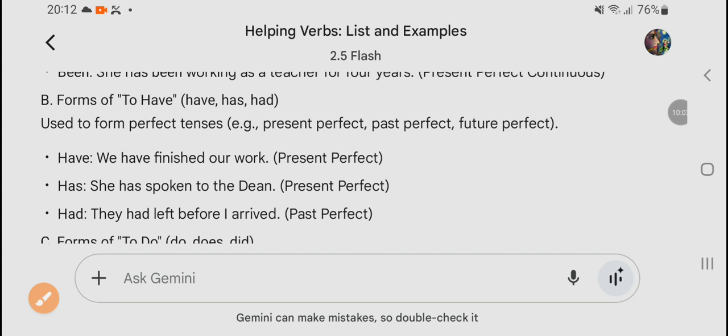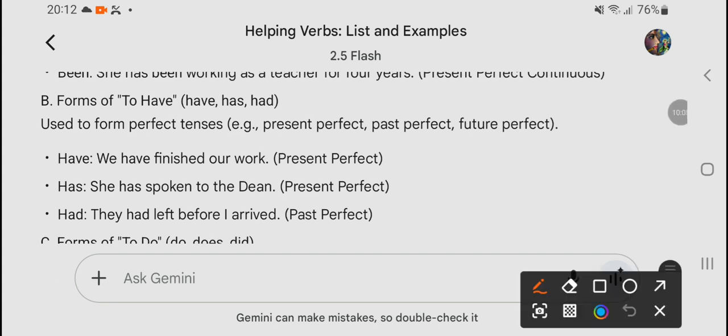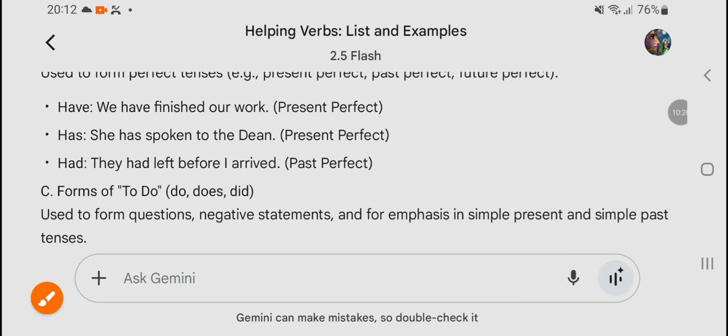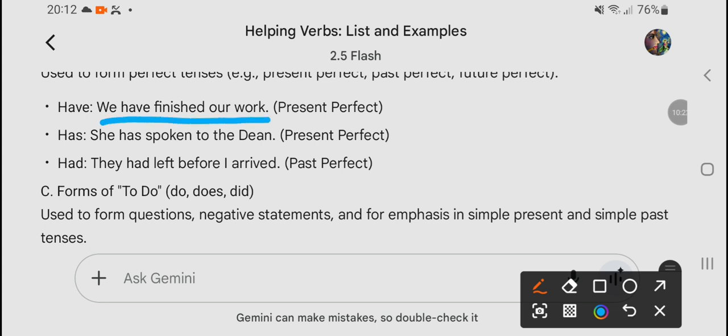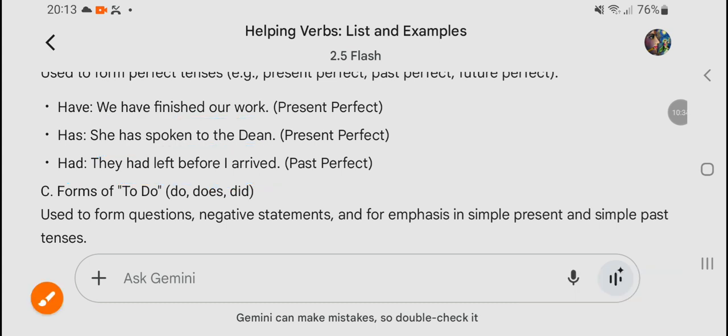Then forms of to have. Forms of have: have, has, had. Example 2, use for perfect tense, है ना? Present perfect, past perfect, future perfect. Example have, we have finished our work, present tense. She has spoken to the dean, then they had left before I arrived, past perfect, है ना?